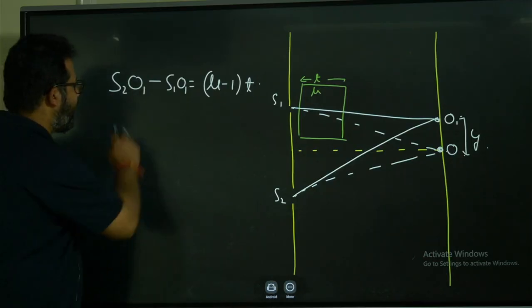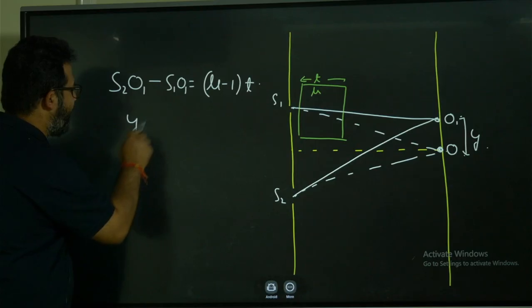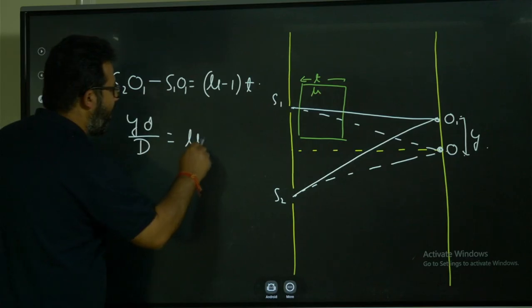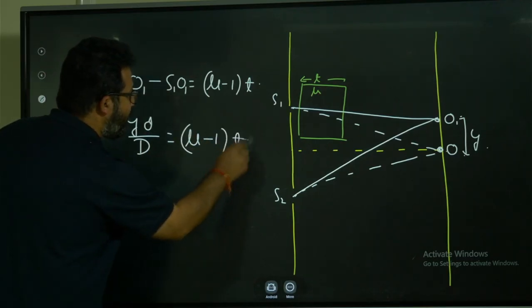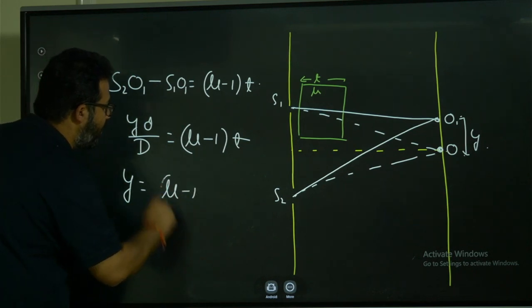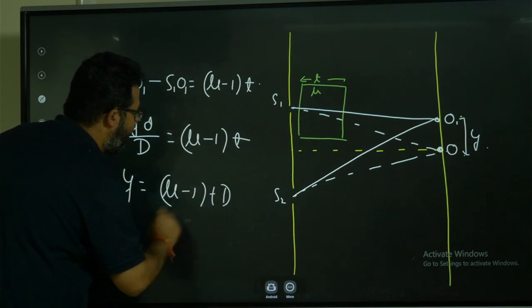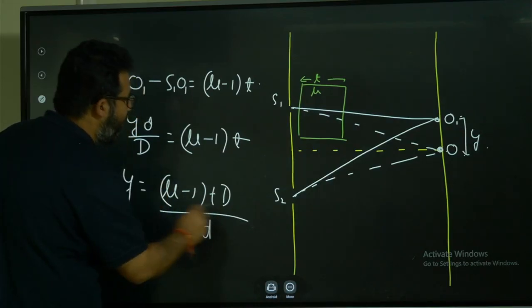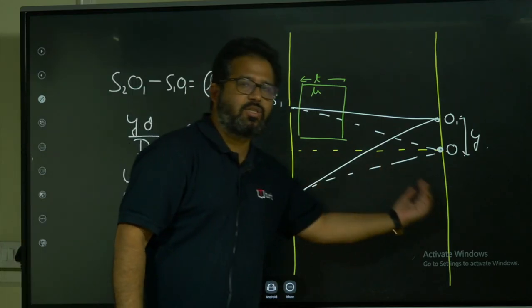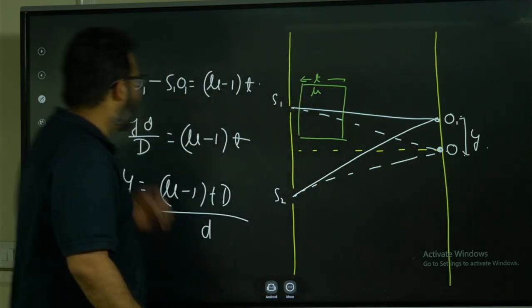We know that S2O1 minus S1O1 can be written as yd by D, equal to mu minus 1 into t. So y, the shift, will be mu minus 1 into t into D by small d. Small d is the separation between the two slits and capital D is the distance of the screen from the slits. Now moving to the question.